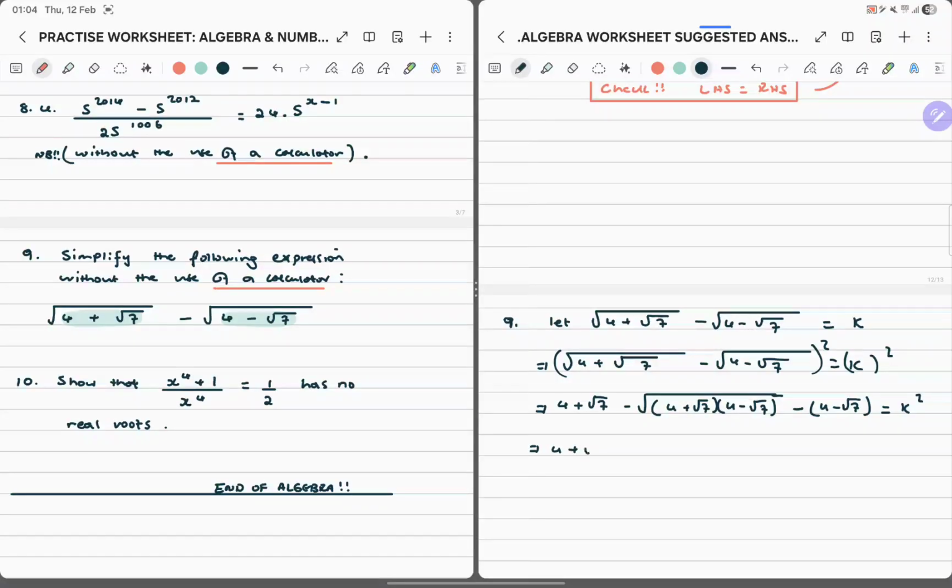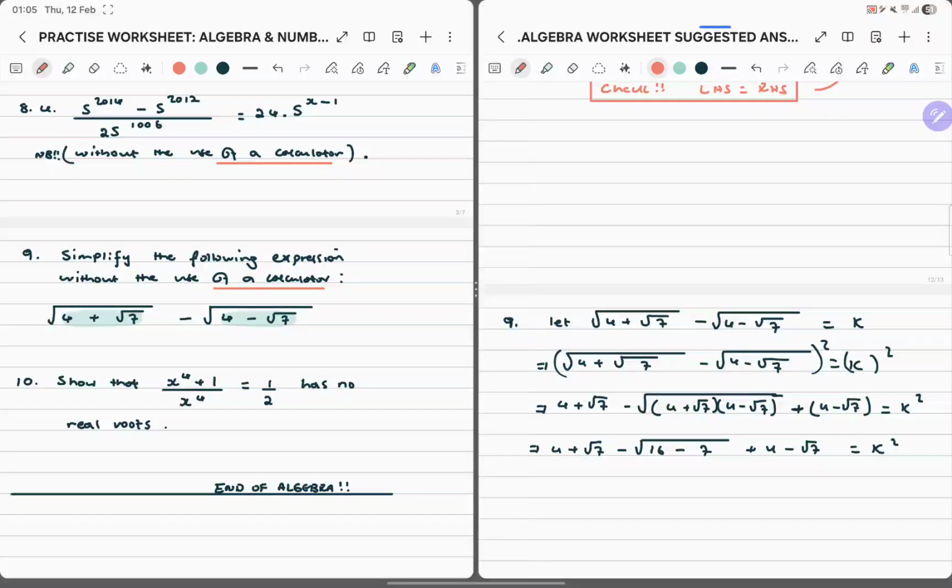So this is 4 plus root 7. And then we got minus. Now when we sort this out, this is the difference of two squares. So this is 16 minus 7 minus 4 plus root 7. Hey, this one is positive. Remember, when you square this thing, it's going to be positive. So this one is going to be positive 4 minus root 7 equals k squared.